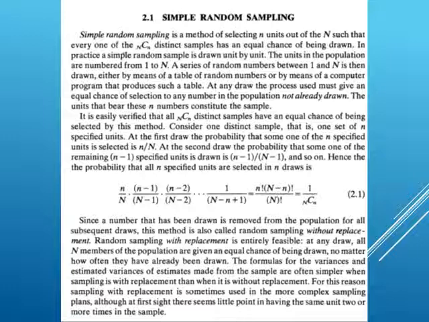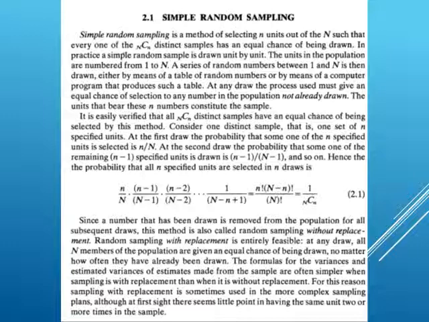It's easy to verify that the N combination n samples have an equal chance of being selected by this method. Consider one definite sample, that is, one set of n specified units. At the first draw, the probability that one of the n specified units is selected is n over capital N. At the second draw, the probability that one of the remaining n minus 1 specified units is drawn is n minus 1 over capital N minus 1, and so on.